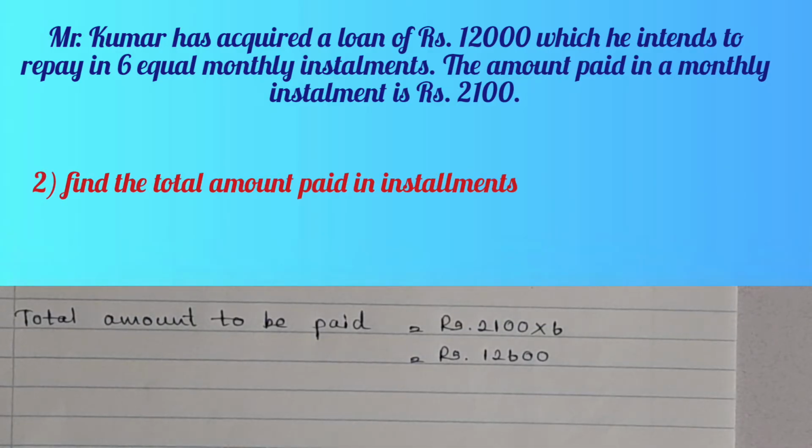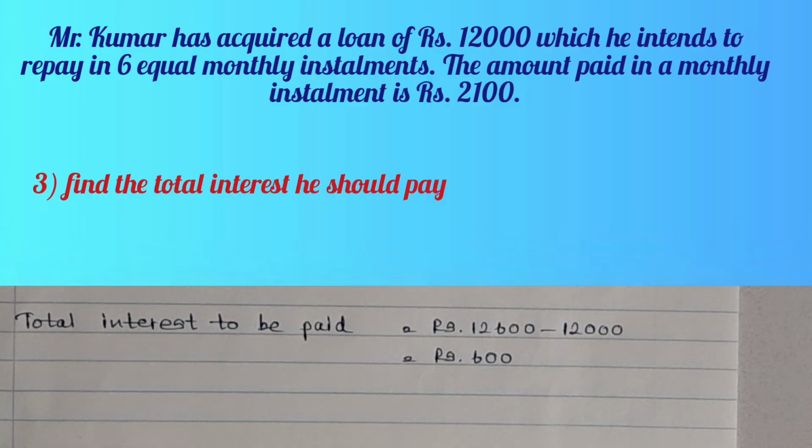In the second part, find the total amount paid in installments. That can be found by 2,100, that is the amount of the monthly installment. That should be multiplied by the number of installments. So 2,100 multiplied by 6. The amount is 12,600 rupees.